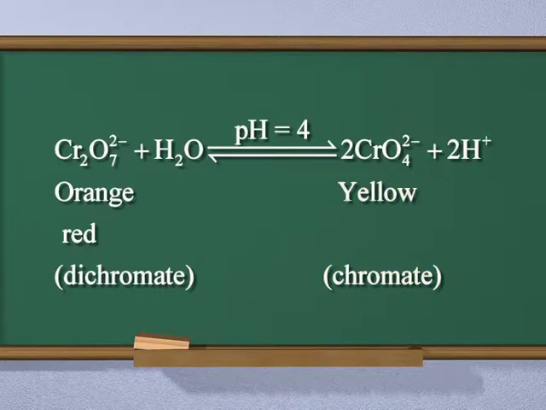On the other hand, when an acid is added, the hydroxide ions are being used up. The pH of the solution decreases. As per the law of chemical equilibrium, the reaction moves in backward direction. Finally, an orange-red precipitate of dichromate is formed.